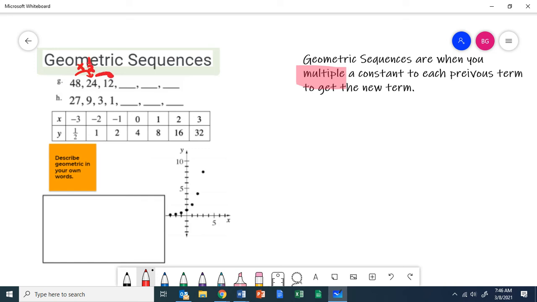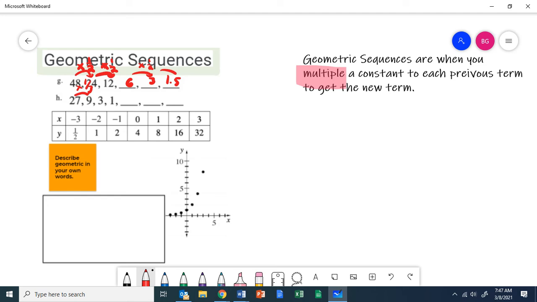Same thing from 24 to 12. That would be multiplying by 1/2. So to get the next number, you would take 12 times 1/2, which is 6. And then from 6 to the next one, take it times 1/2. You would have gotten 3. And then you would get 1.5. So you can see I'm multiplying by a constant each time from the previous term to get my new term. And the same thing goes for H. H would be times 1/3, times 1/3, times 1/3, and so on and so forth.